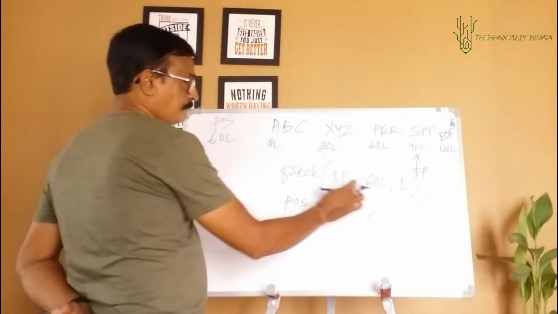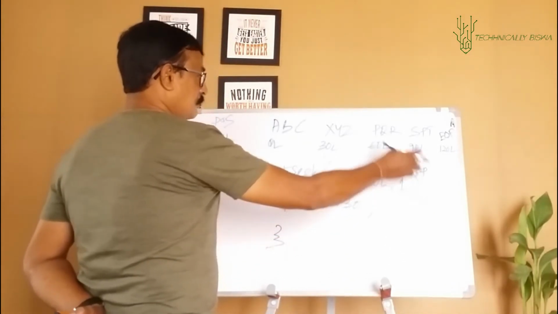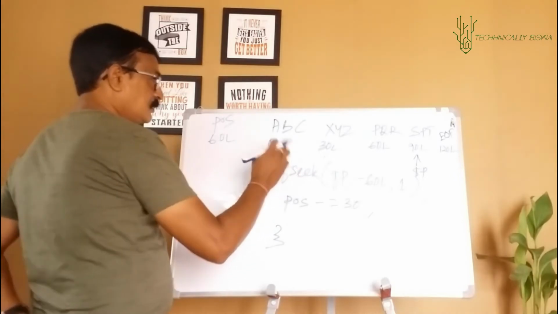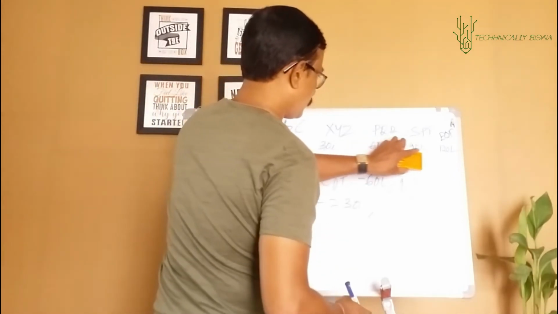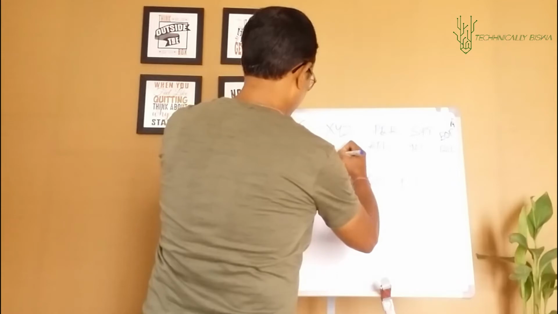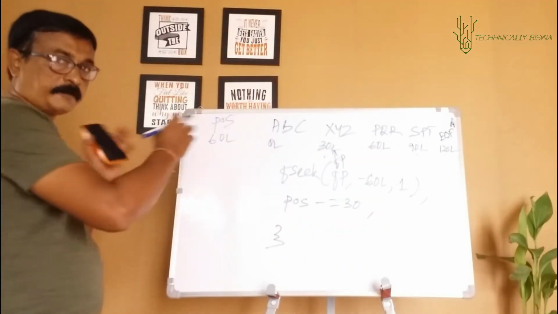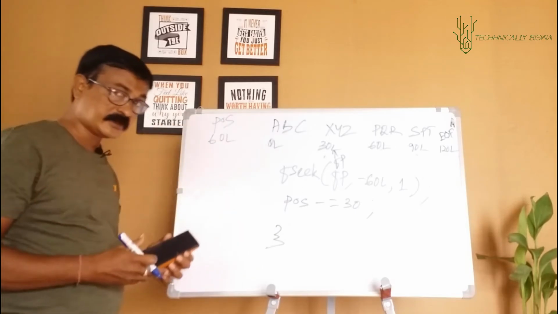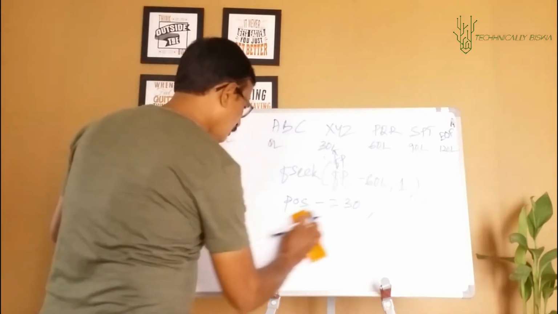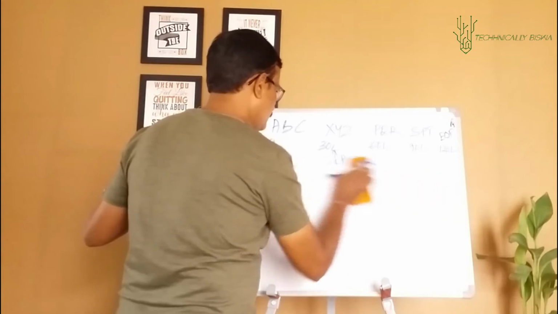And when I say fseek(fp, -60L, 1), from here it will go 60 bytes backward. That means from 90L it will move to 30L, the file pointer will move here. So it keeps on happening. You keep on reading one string at a time and displaying it. Got it? For your convenience, I took up this example.